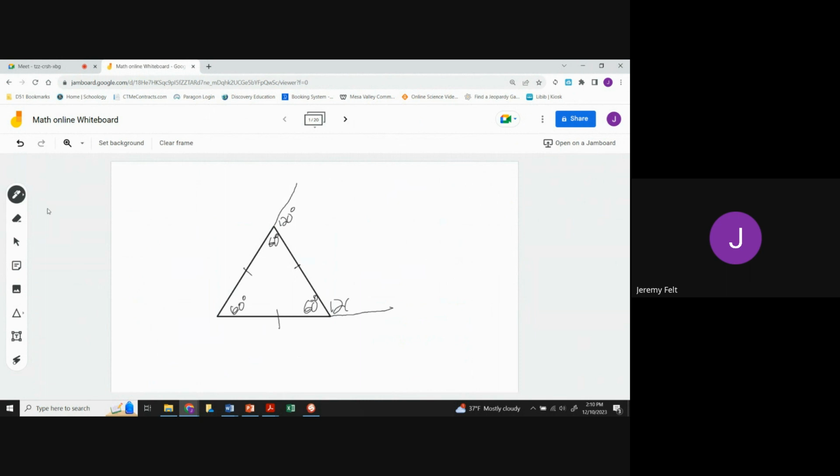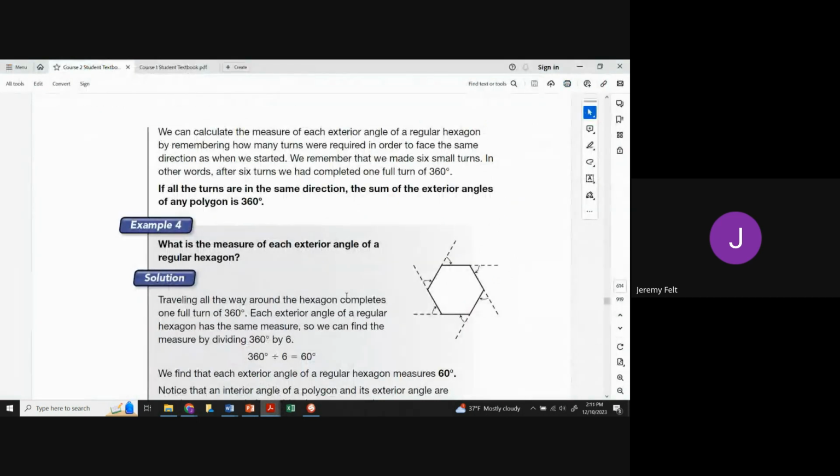Same thing down here. It's got to be 120. Same thing right here. It's got to be 120. Okay, well, the exterior angles, if we were to walk and make these turns, 120 plus 120 plus 120 is 360. So that's what this is saying.